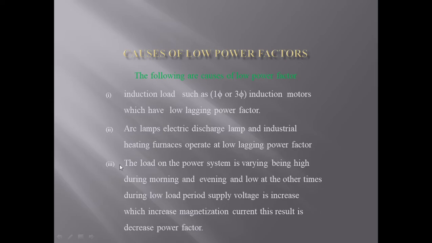Number 3, the load on the power system is varying, being high during the morning and evening and low at other times. During the low load period, supply voltage is increased, which increases magnetization current. This results in decreased power factor.